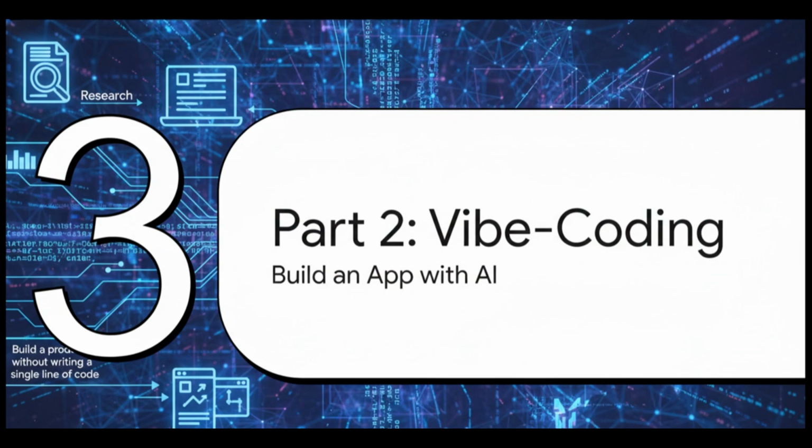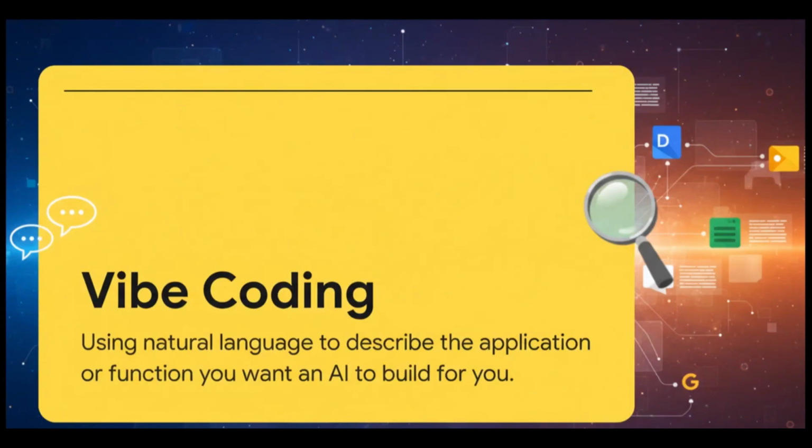Okay, so our research brain is up and running. Now for part 2, building an actual product. And guess what? We're going to do it without writing a single line of code. We're going to use this concept called vibe coding. Vibe coding, it's pretty much exactly what it sounds like. It's the whole idea that you can build a real application just by describing it in plain English. Seriously. No coding classes required. If you can think it, you can build it.